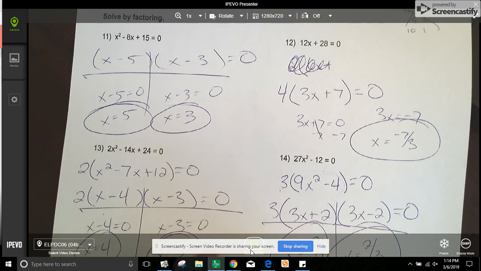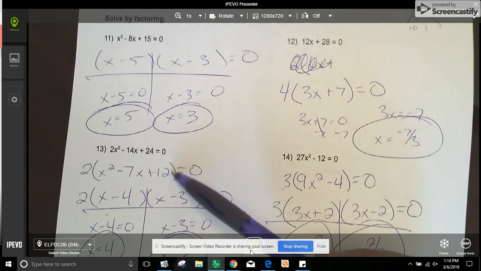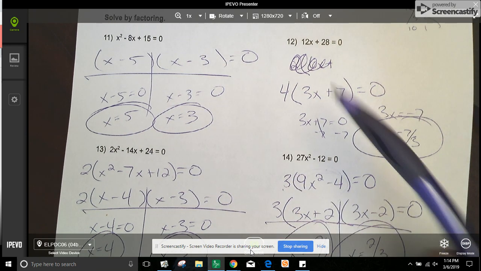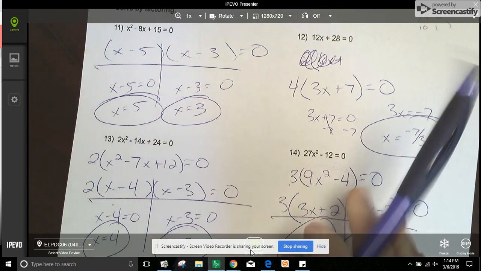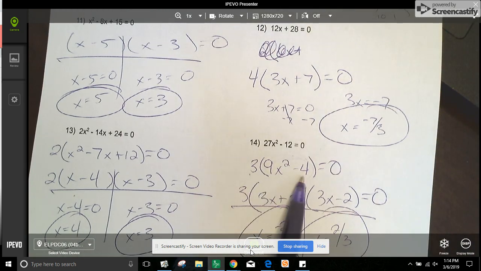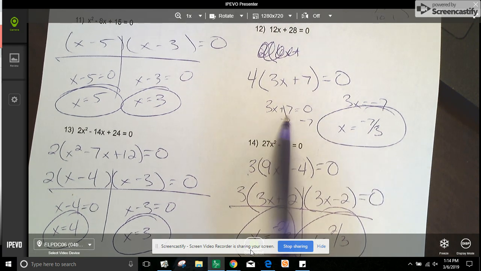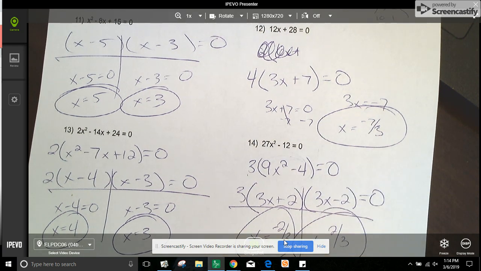So when you go to factor, always look for a GCF to start. And then if it's a trinomial, you have to do that whole what multiplies to the back adds to the middle. If it's a binomial, check to see if it's difference of the squares. If it's not, then you're just going to have that set of parentheses to deal with.